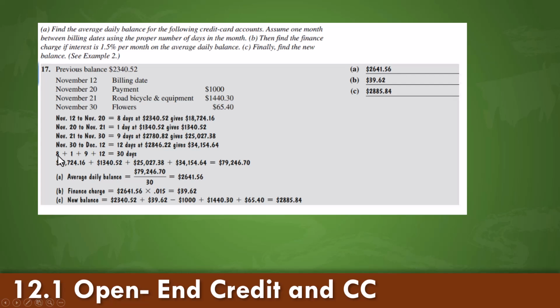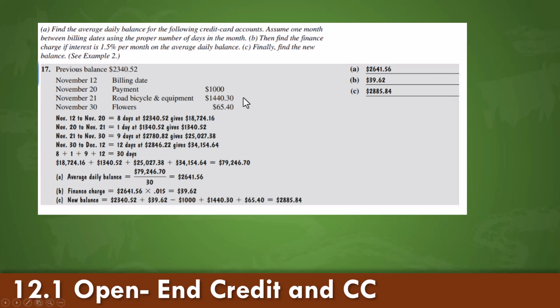I then total these days: 8, 1, 9, and 12 to 30 days. Notice the interest rate is calculated based upon the number of days held. 18,000, 13, 25, 34. These figures are added together for the total of $79,246.70. We divide this by the 30 days, and that will give us the average daily balance.